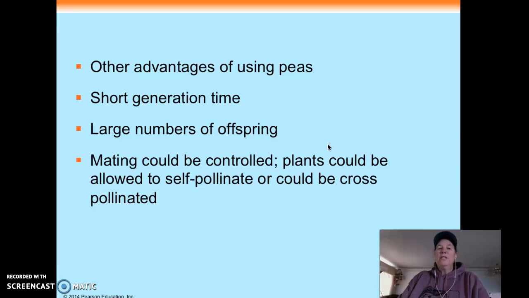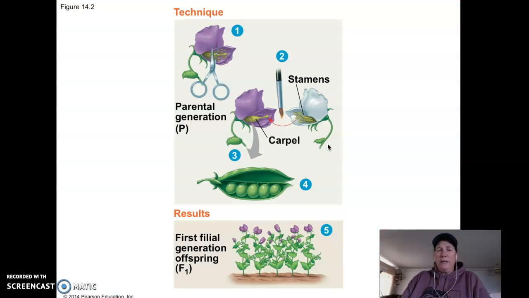Okay. He could control the mating. In other words, he could self-pollinate plants. He could cross-pollinate. He can control that very easily in the pea plants. And I'll show you how. What he did was the parental generation, what he started with, the reproductive parts here, he would actually take a brush and take the parts from the stamen and put them on the carpel.